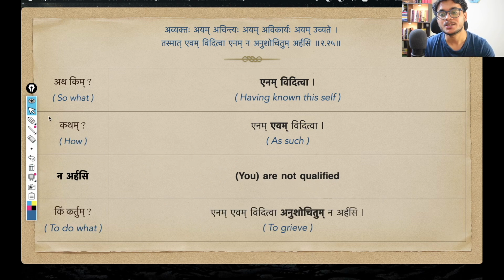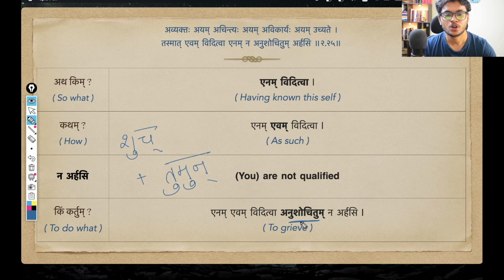But now the question is, na arhasi kim kartum? Arjuna, you are not qualified to do what? Kim kartum? For that Krishna completes the sentence as anushochitum na arhasi. Anushochitum means to grieve. This anushochitum is also a kridanta, and the dhatu here is shuch dhatu. Shuch dhatu means to grieve, to grieve over something, to lament something in that sense.